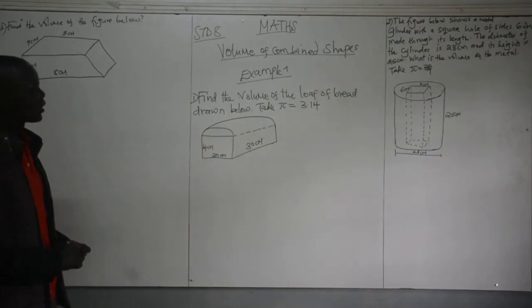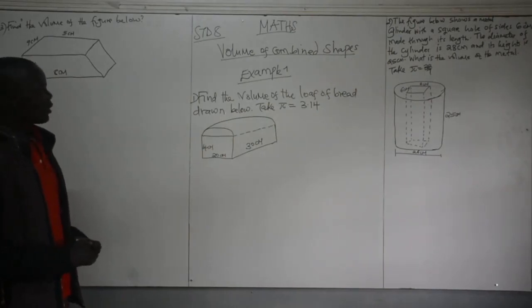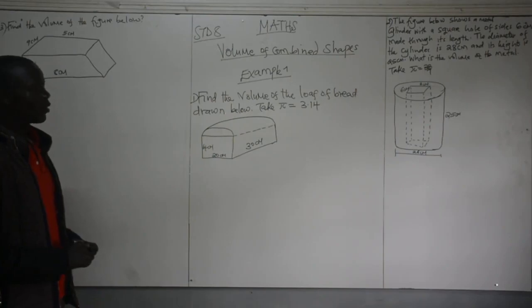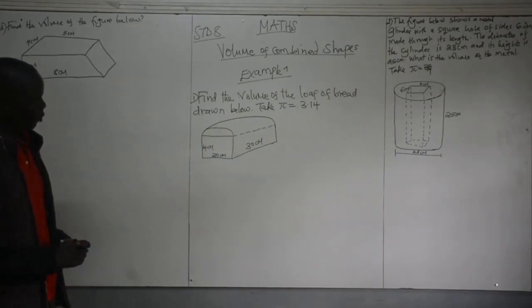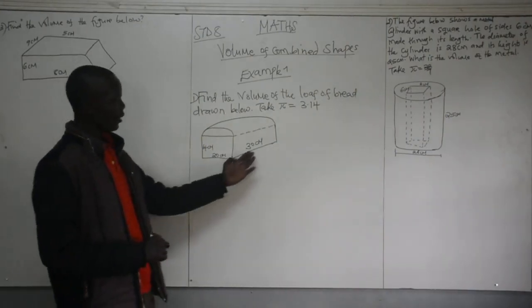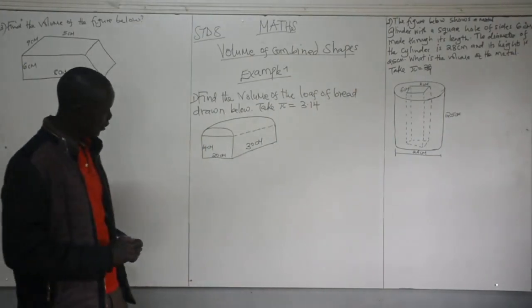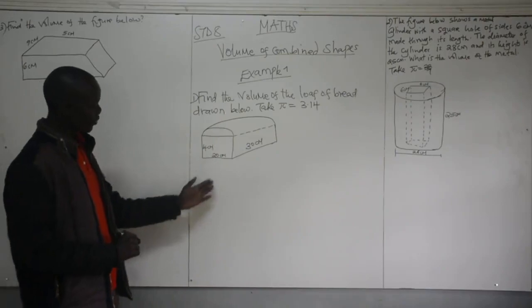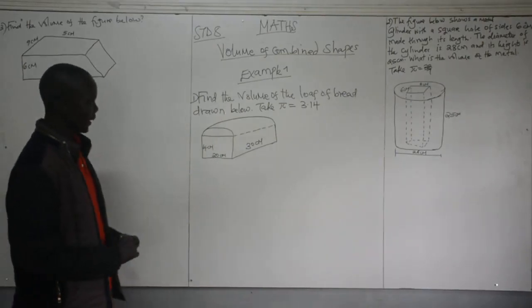Example number one says, find the volume of the loaf of bread drawn below. So this is the loaf of bread. It has a length of 30 centimeters. Then this one is 20 centimeters. Then we have 14 centimeters.